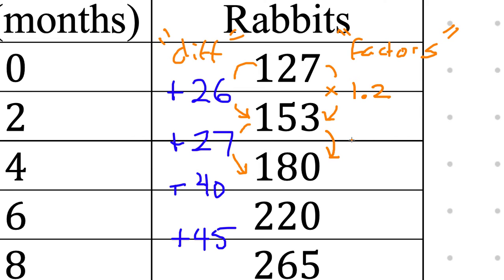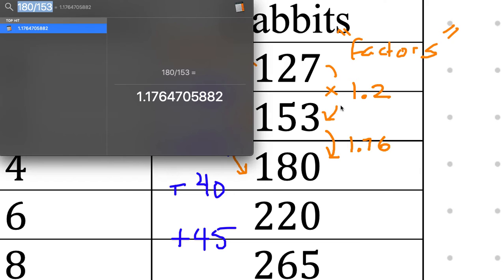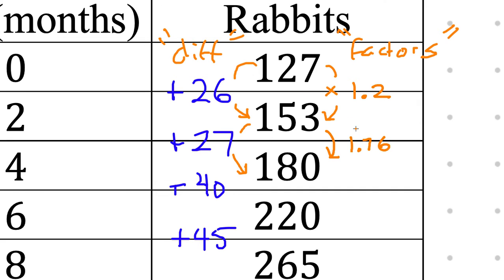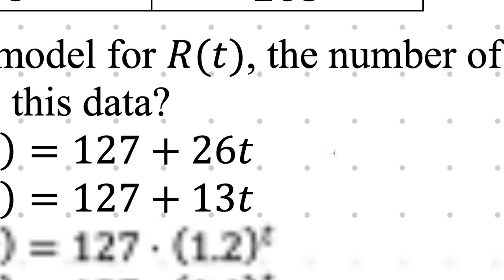1.176. I'm going to round that to 1.18. Oh, those are looking kind of similar. That's good. Yeah, Charles? I say it's no solution because it's not a constant amount. Okay, yeah. So it looks like neither is a constant amount.